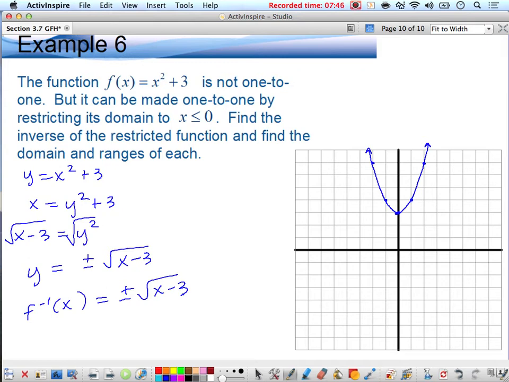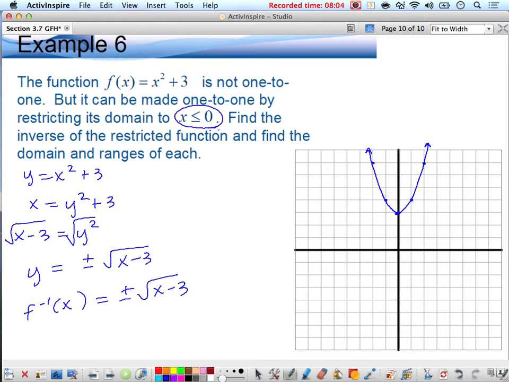for other times, like in applied math or applied science classes, you may only want to look at certain values of x. So you may want to make it 1 to 1. That's what they're telling you up here. And they say, we're going to restrict the domain so that x is only less than or equal to 0.